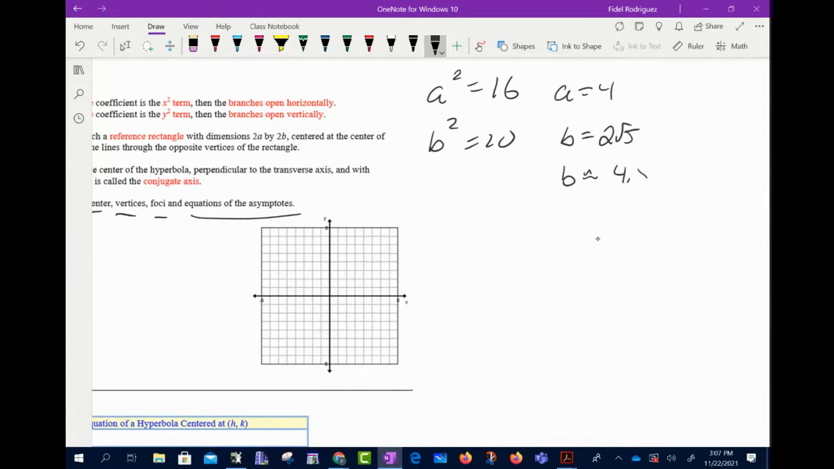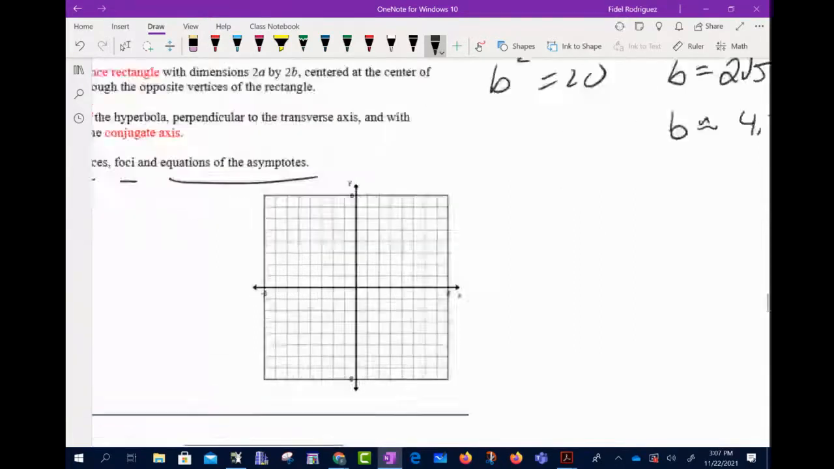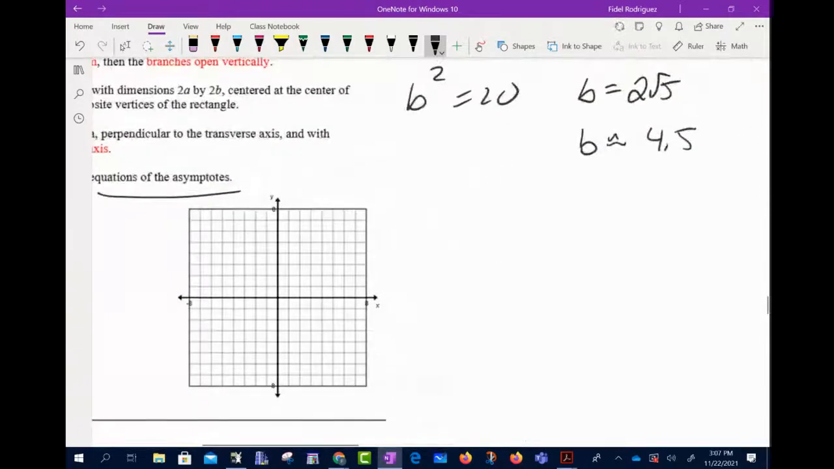4.47? So let's say 4.5. Okay, so this is what I'm going to do, y'all. I want to find that point 4.5. So 1, 2, 3, 4 and a half. 1, 2, 3, 4 and a half. Okay, I'm going to do that.